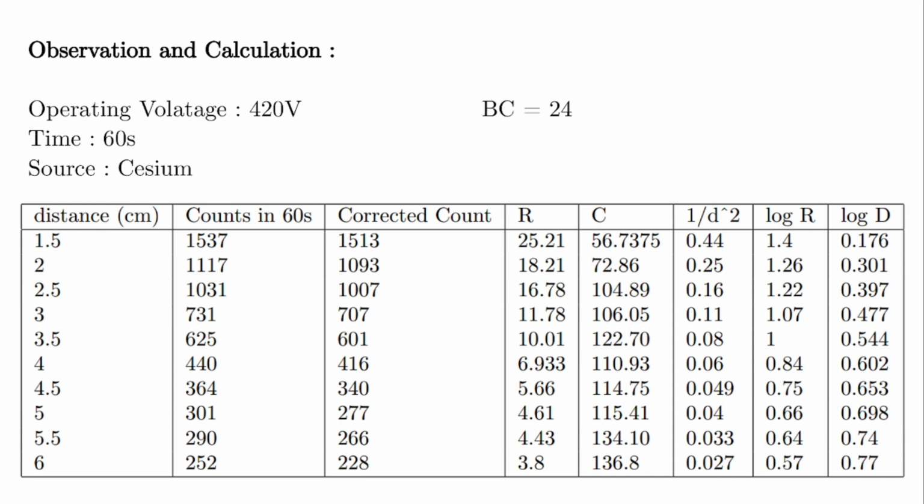The count which I have received for each trial is: for 1.5 centimeter it is 1037, for 4 centimeter it is 440. The first thing you can observe here is that as distance is increasing, count is gradually decreasing. Later, get the value for 1 second, which is the net count rate in 1 second, that is R. Later we need to get the product C, which equals R into D square. Here D is distance, R is net count rate.